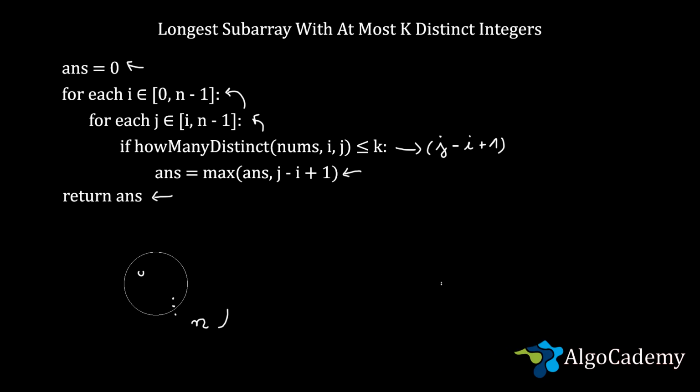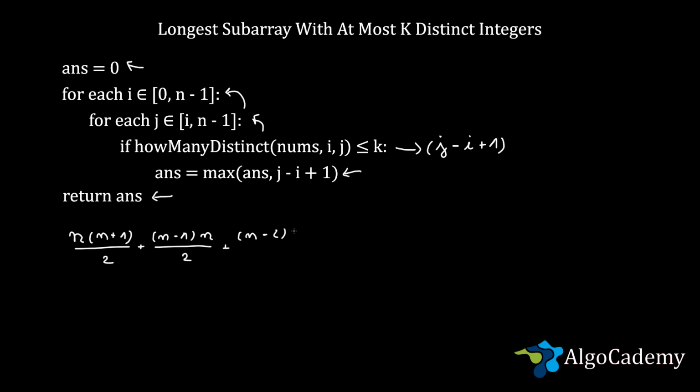Let me erase all of this. n crossed (n plus 1) divided by 2, plus (n minus 1) crossed n divided by 2, plus (n minus 2) crossed (n minus 1) divided by 2, right? And so on and so forth until the last value of i, which is n minus 1, I'm going to have j also n minus 1, and I just have 1 iteration. So it's going to be something like 2 crossed 1 divided by 2.